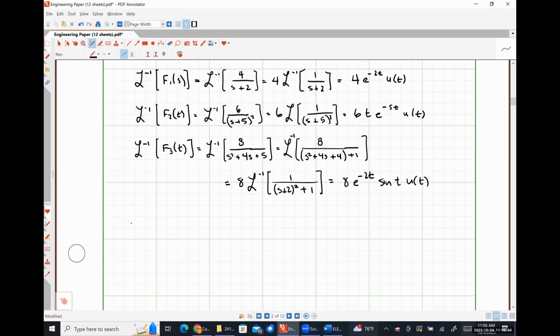Putting all of these results together, the inverse Laplace transform of f of s would be 4e to the negative 2t plus 6t e to the negative 5t plus 8e to the negative 2t sine of t, all of this multiplied by a unit step function. You guys probably won't believe me here, but this is as easy as it gets.